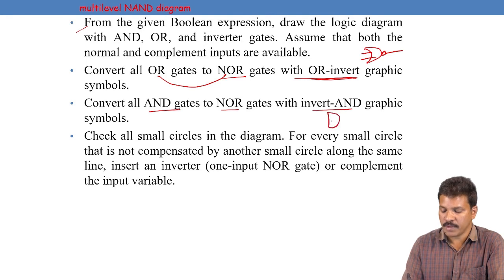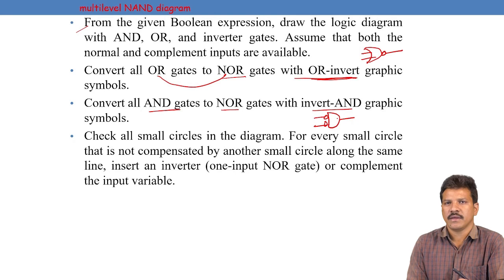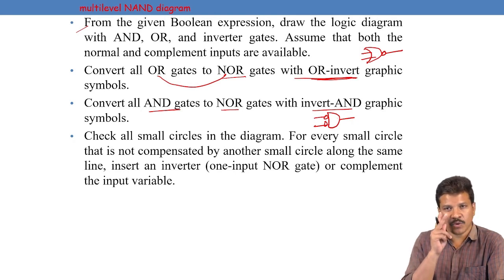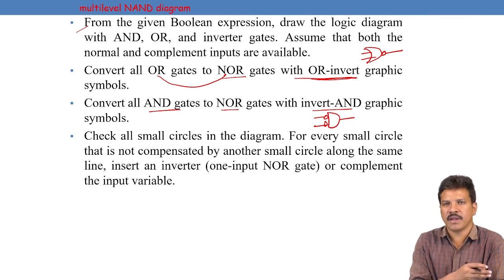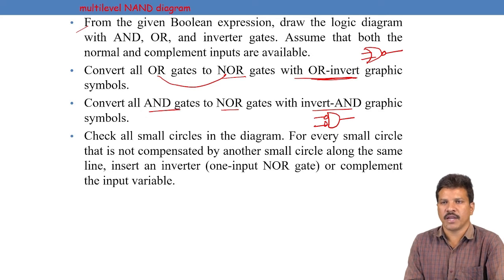Here, just replace with that invert AND symbol, and check all the small circles wherever they are. If two circles are on the same line, you are left with the uncomplemented variable. If any line has a single variable with a single circle, if it is a primary input, that primary input variable gets complemented, or if it is a primary output, just take another single-input NOR gate.